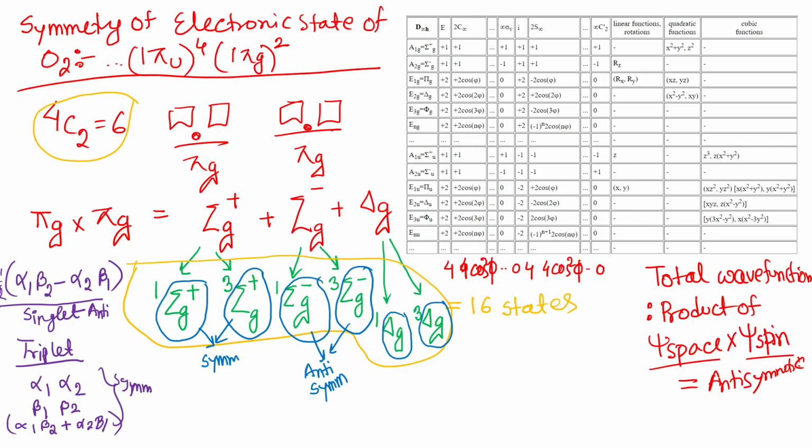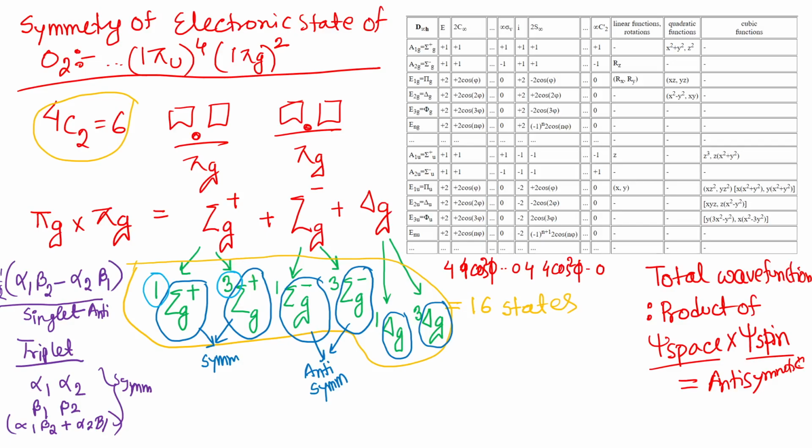Singlet sigma g plus is symmetric. That is your spatial part, and this is your spin part. So your space part is symmetric, and your total wave function has to be antisymmetric.